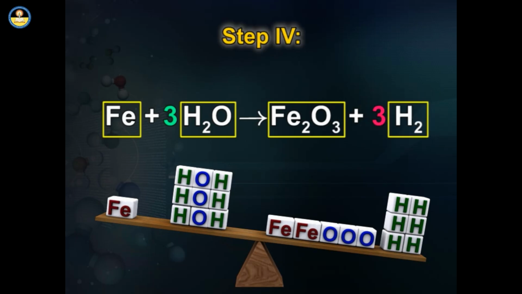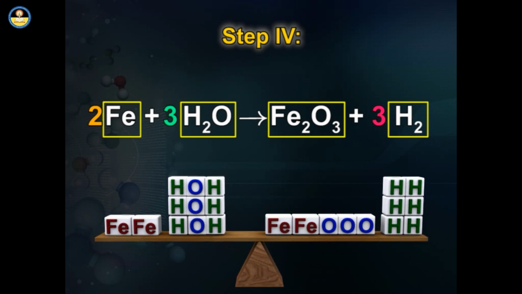Step 4. In order to balance the iron atoms, put coefficient 2 before Fe on the reactant side. The equation formed may be written as 2Fe plus 3H2O gives Fe2O3 plus 3H2.